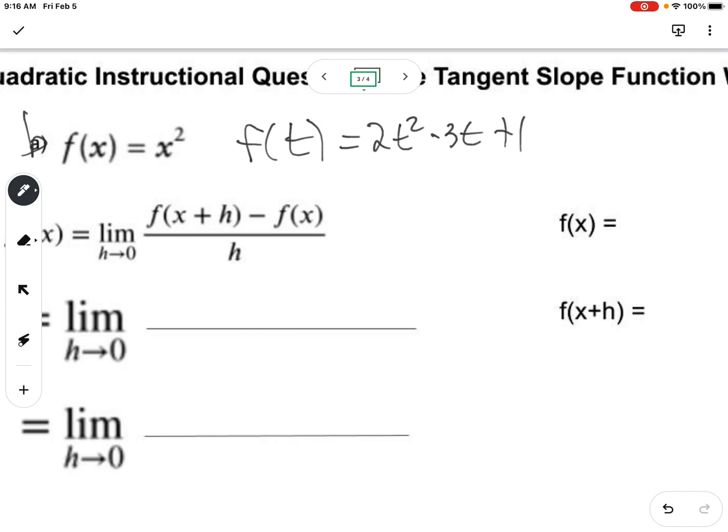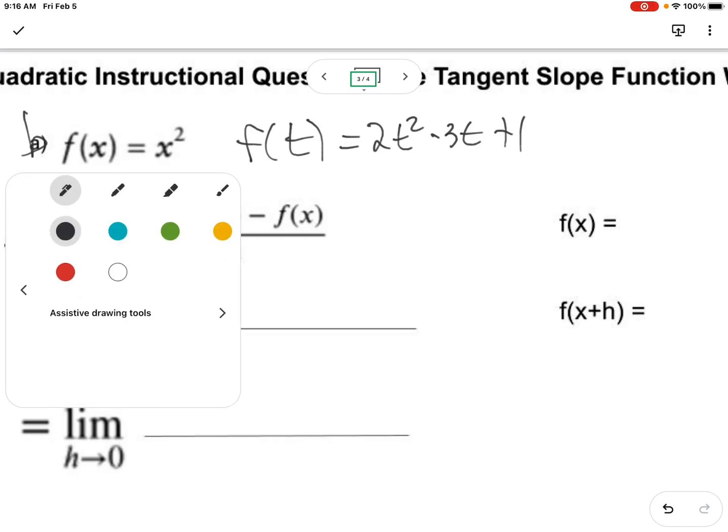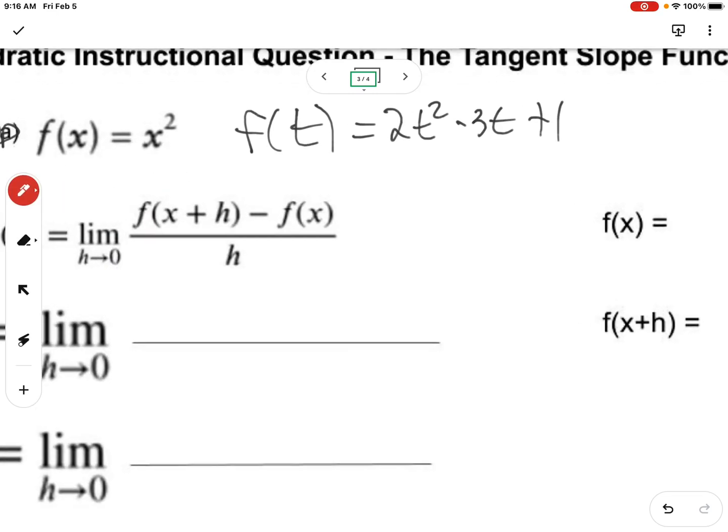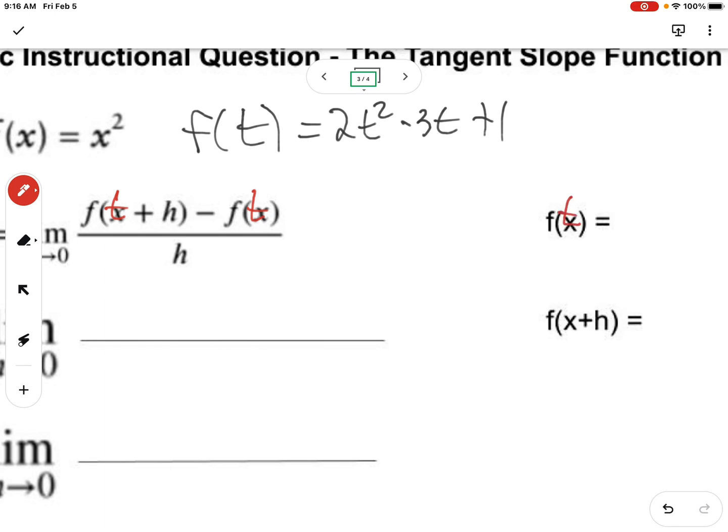So let's go ahead and do this. Now this one here I'm going to have to change, right? Because I've got this definition here in terms of x. So that's going to have to become a t. That's going to have to become a t. That's going to have to be a t. And so is that. Okay, so everywhere I see an x, I'm replacing it with t. And again, the goal is to get the tangent slope function.